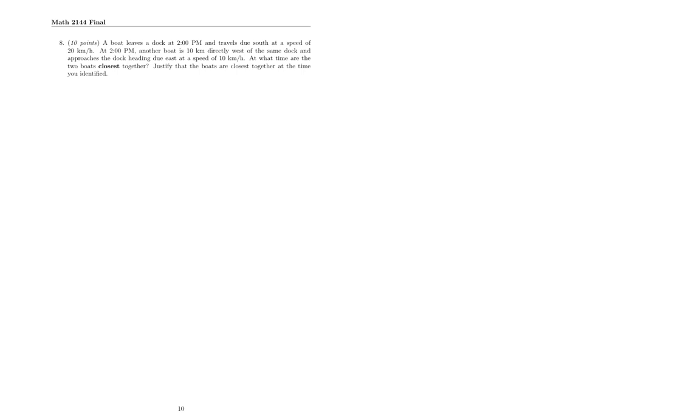So one thing to notice here is that it's asking at what time are the two boats closest together. So what kind of problem is this? This is asking for a minimum distance. So this is an optimization problem. And so what we want is we want the distance between the boats, and we want this in one variable.